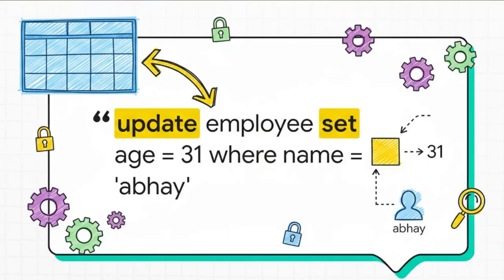And here's the fix. We use the update command. It's like telling the database, hey, update the employee table and set the age to 31. Now, this next part is absolutely crucial, where the name is Abhay. That little condition makes sure we only change Abhay's record. It's all about being precise.